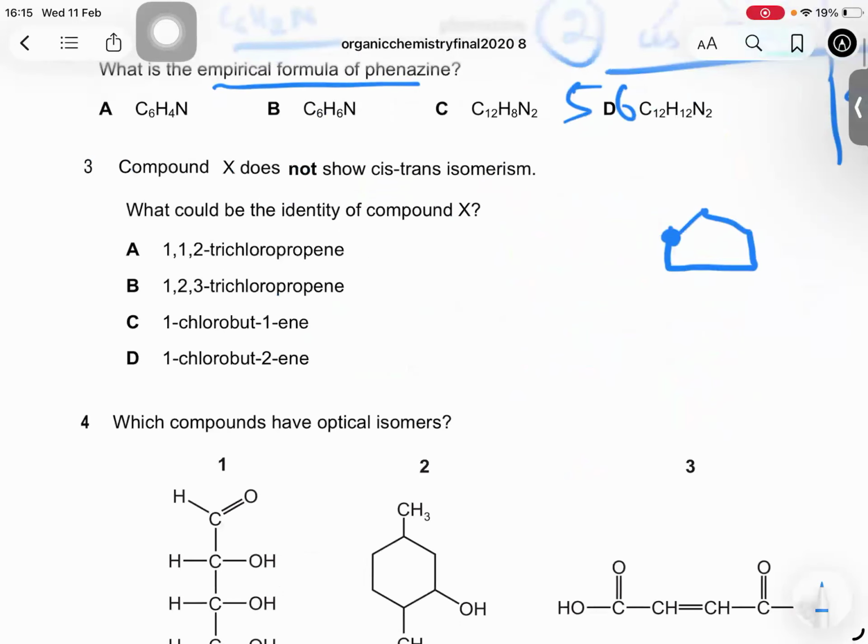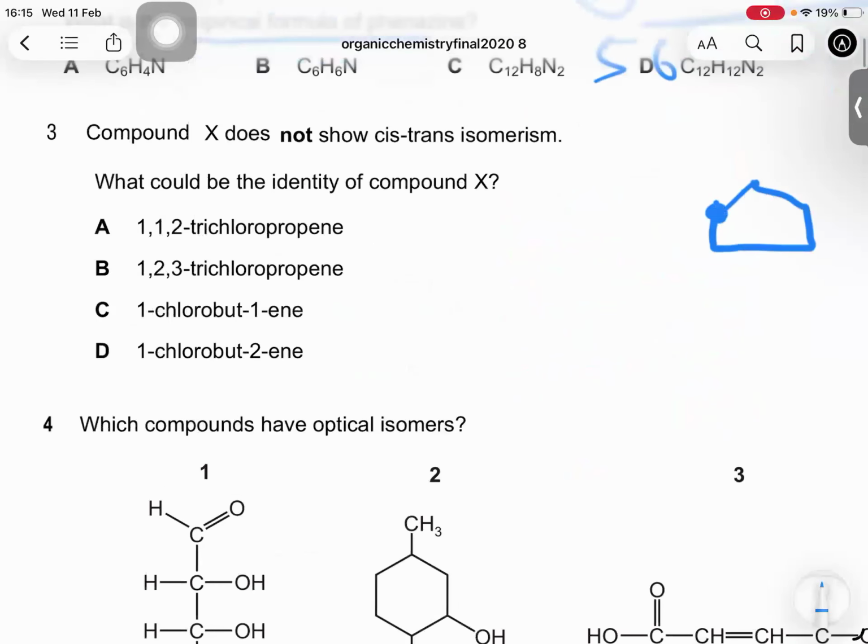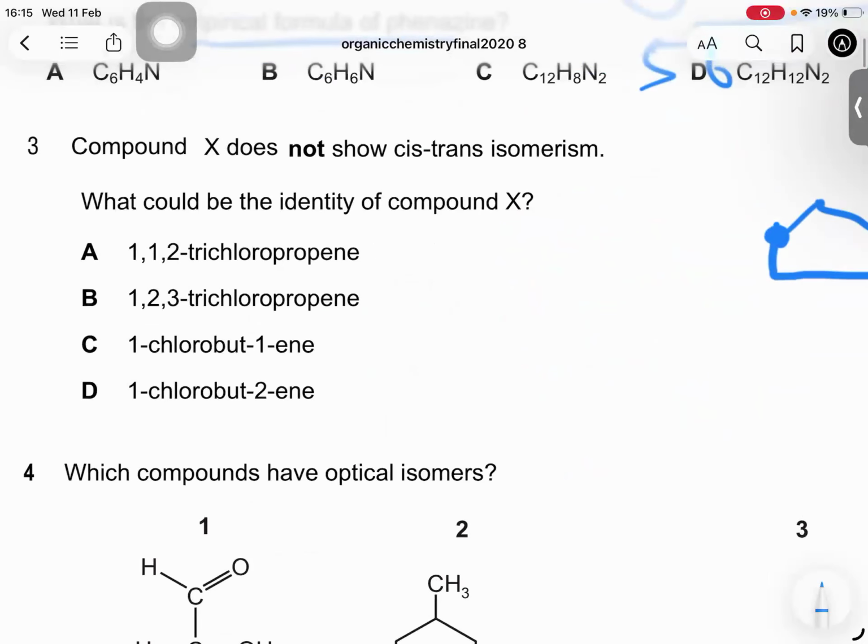Right? Compound X does not show cis trans isomerism. Please mind this, does not show cis trans isomerism. Okay? So what could be the identity of compound X? What could be the identity of compound X? This is not just made double bond now.